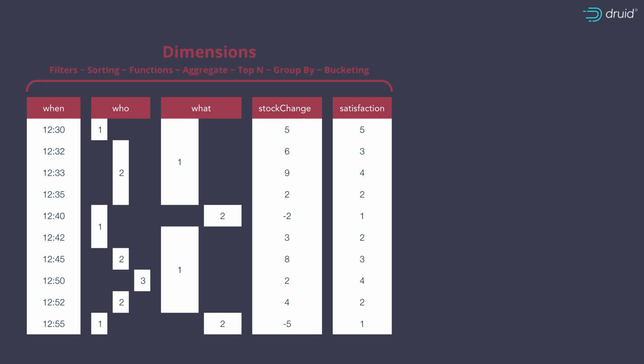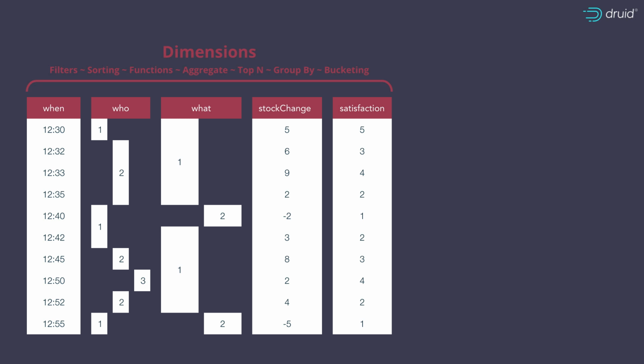These columns of data that we've ingested are what we're going to use for filtering, for sorting, for calculations, to compute statistical aggregates, and they're the things that I want to find the top n of, or to group my results by, or that I want to bucket results by.